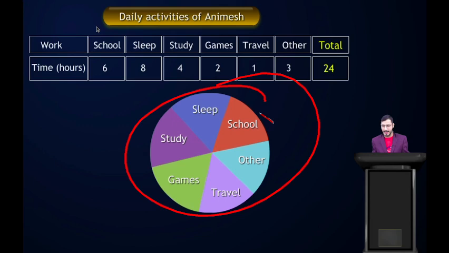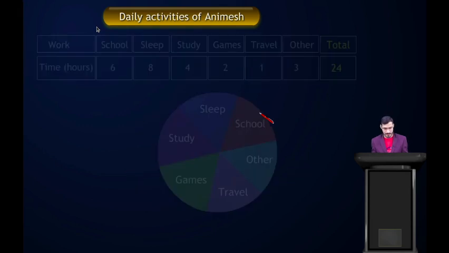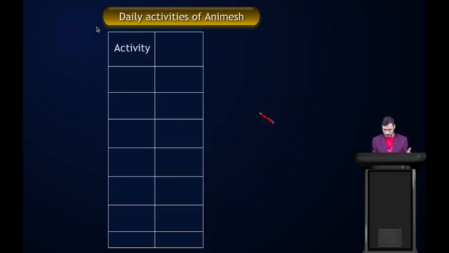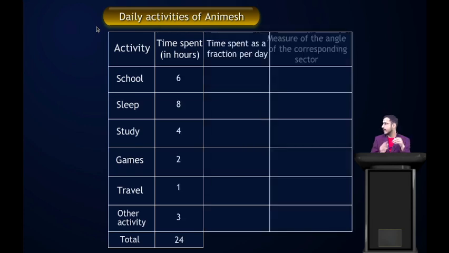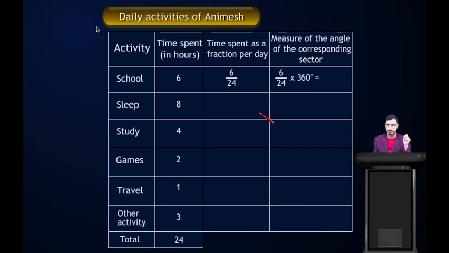But first we find the angles. So how can we find the angles? You can see the activity and times here. Now time is spent as a fraction per day. We know that the total time is 24 hours. So the time spent as a fraction per day means 6 by 24. So what will we get? That is 6 by 24.